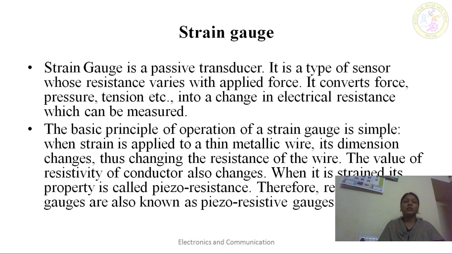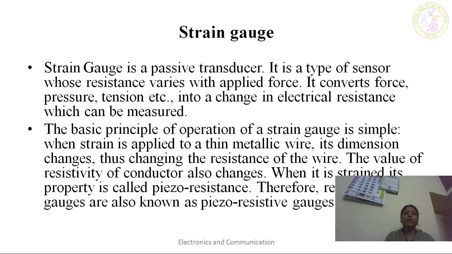So in the strain gauge, what happens? Strain is a very small quantity. It cannot be measured directly. Hence, strain gauges are used to measure the strain. Strain is a very small quantity, in terms of micro, so you are going to measure it by using strain gauges.